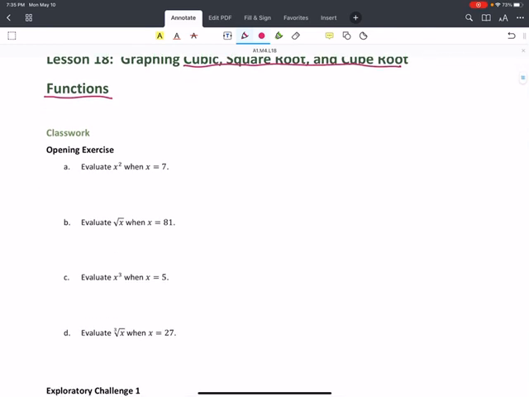It says evaluate x squared when x equals 7. So we just substitute in 7 for x. And so 7 squared is just 7 times 7, which is 49. B, evaluate the square root of x when x is 81. So the square root of x, we know that one, it's plus or minus 9, because 9 times 9 is 81, and negative 9 times negative 9 is 81.